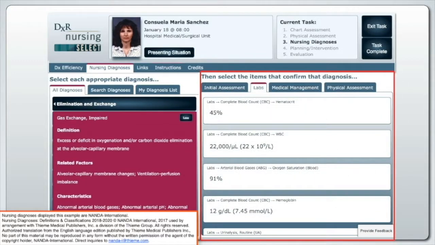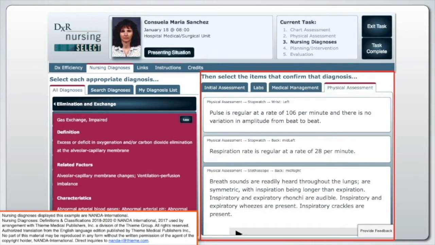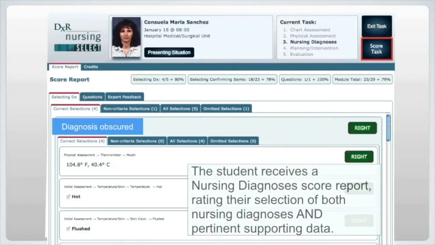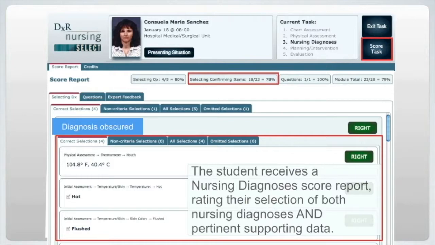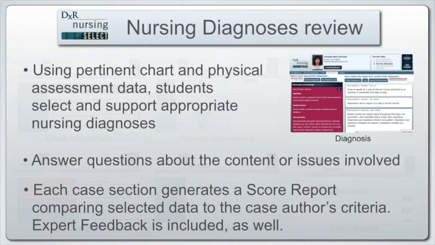The student compares the client data to the characteristics of the displayed nursing diagnoses, selecting diagnoses and the patient data supporting those diagnoses. When the student completes their nursing diagnosis list, questions related to selecting nursing diagnoses appear. The score report for the diagnosis section rates the student's selection of both nursing diagnoses and pertinent supporting data. Now take a moment to review the key features of this section of DxR Nursing Select.